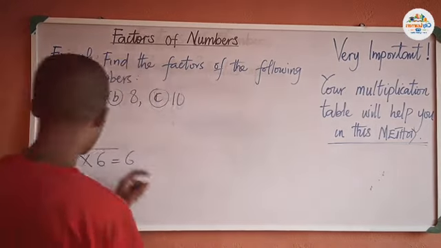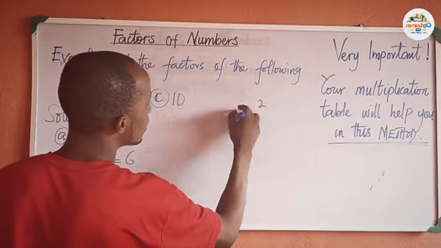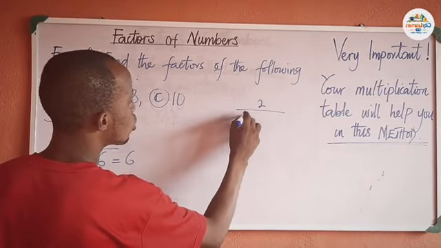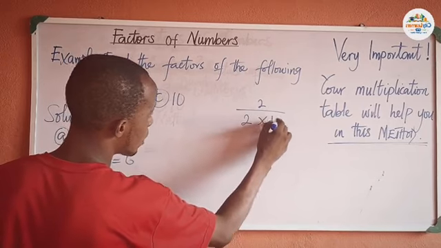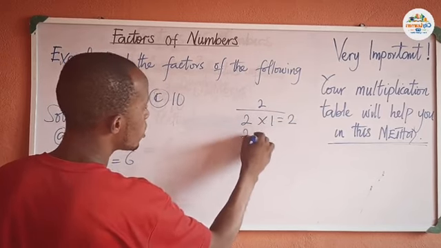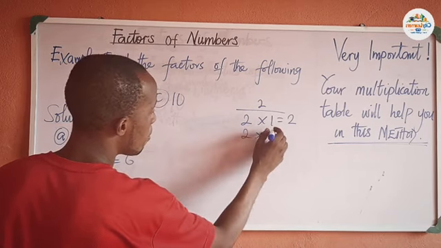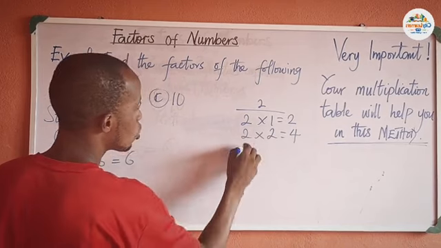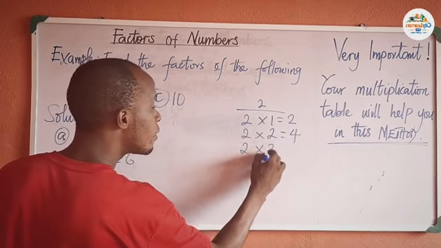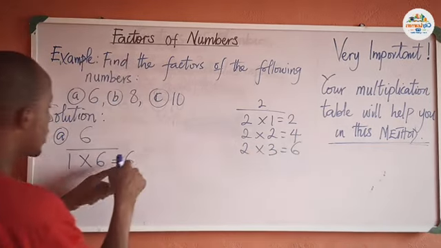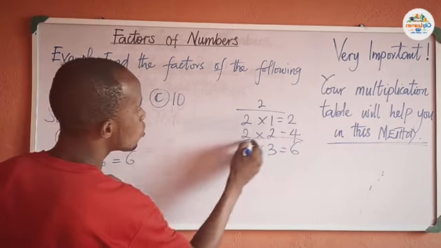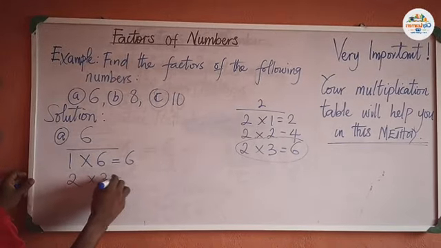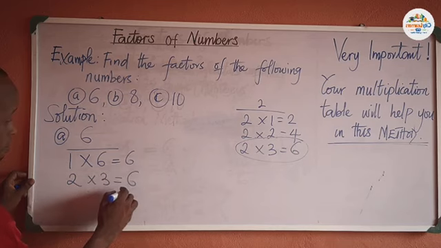The next will be the two multiplication table. I'll start with the 2 multiplication table. 2 by 1, I get 2. 2 by 2, I get 4. 2 by 3, I get 6, which is the given number. So this is what we are looking for. I bring it down here. 2 multiplied by 3 gives me 6.